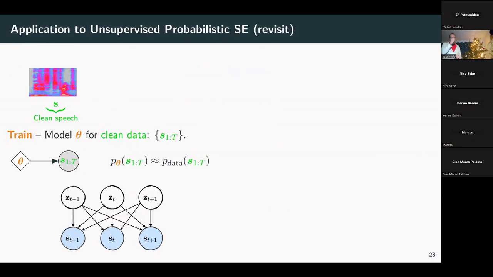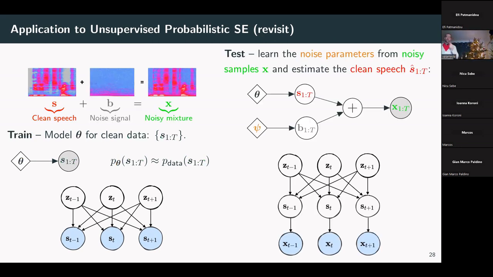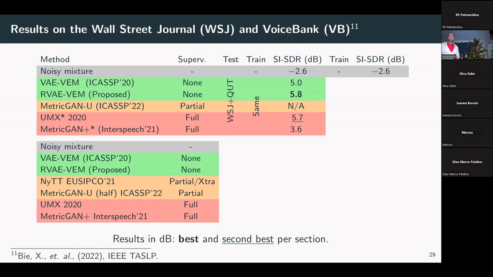All right, so we have, of course, applied this to unsupervised speech enhancement. This is going to be audio only, but it's the same principle, right? So we start with a model that has clean speech to train one of these dynamical variational decoders. Once it is trained, we freeze the parameters of this model, and then we combine it with a noise model so that then we can learn the parameters of the noise and then hopefully get an estimate of the clean speech signal. Okay? So I will give you just a summary of the results.